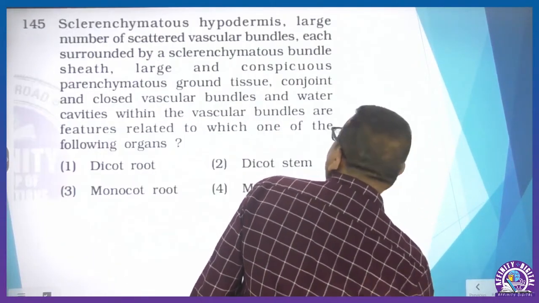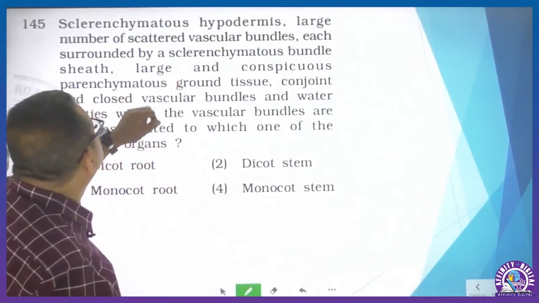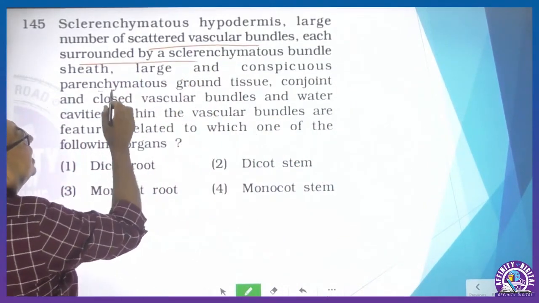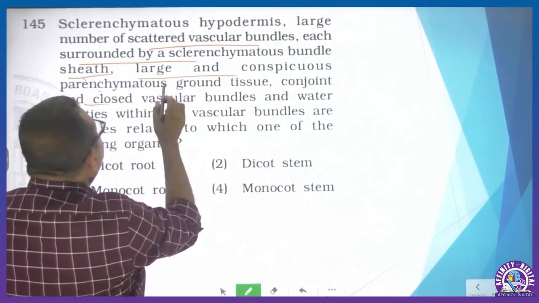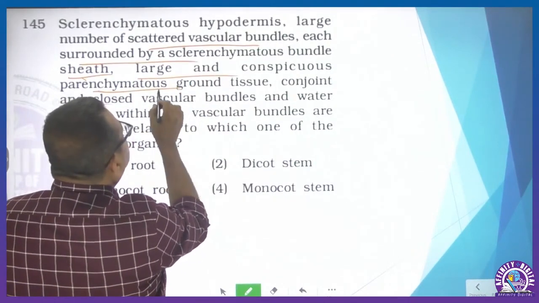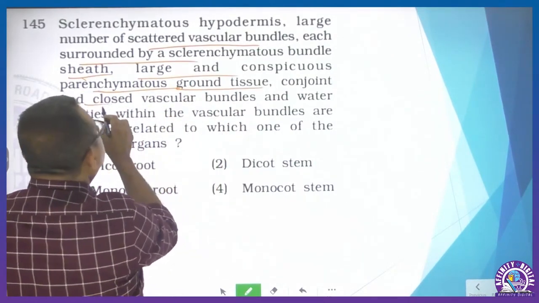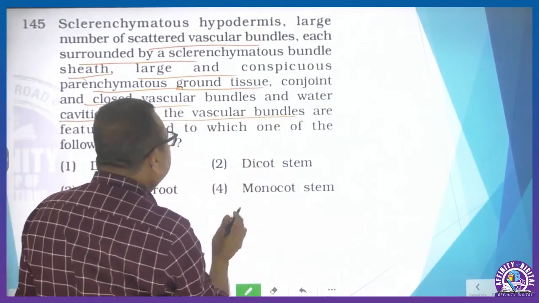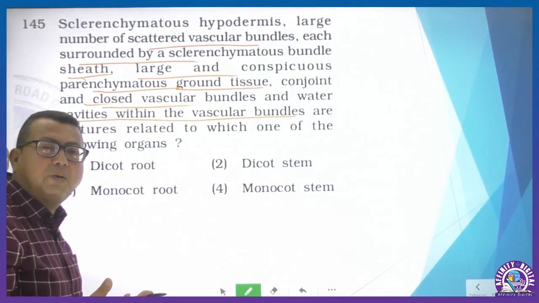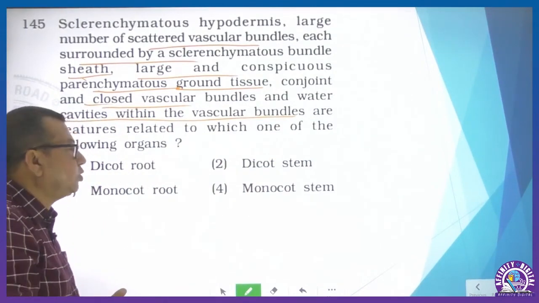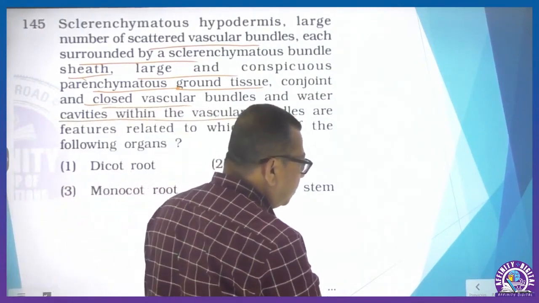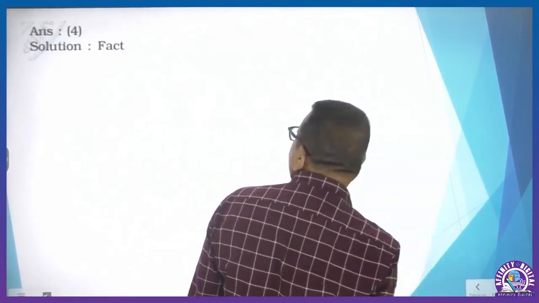10% law. Next question. Sclerenchymatous hypodermis, a large number of scattered vascular bundles surrounded by sclerenchymatous bundle sheath, conspicuous parenchymatous ground tissue, conjoint closed vascular bundles, water cavities within the vascular bundle. These are characteristic features of which particular stem? That is the monocot stem. Is any option a monocot stem? Yes, option number 4 is the monocot stem. So the answer will be option number 4. Okay?